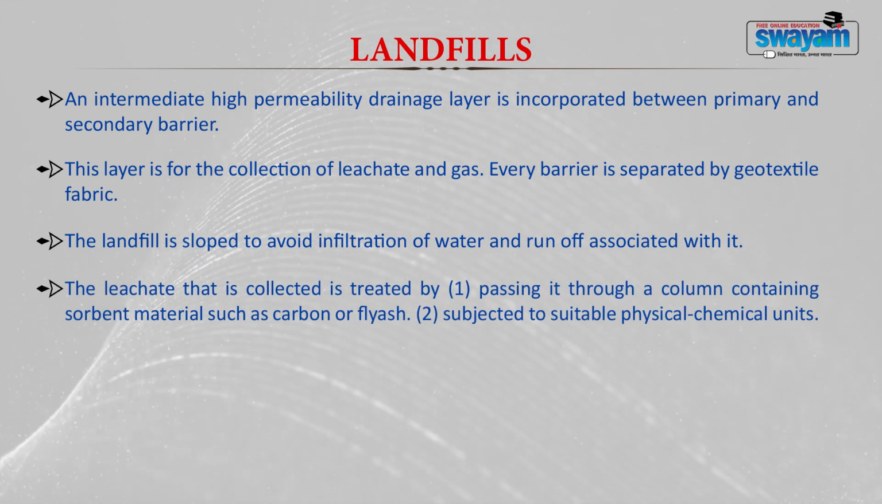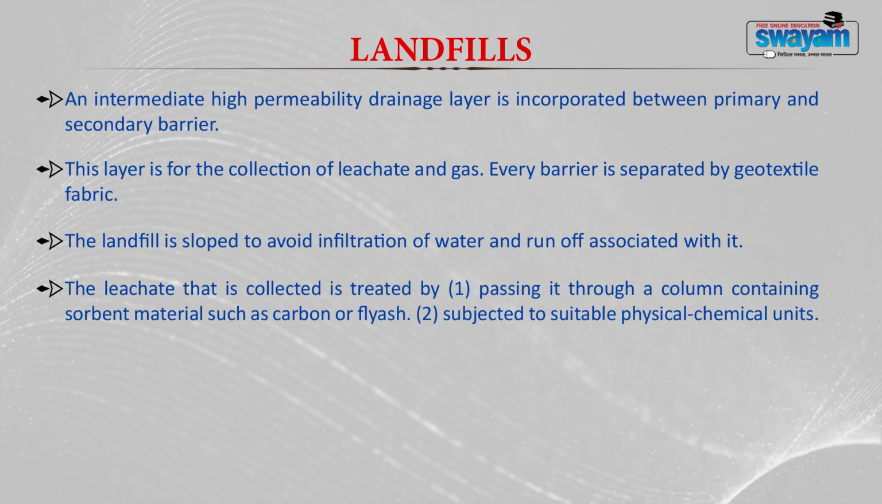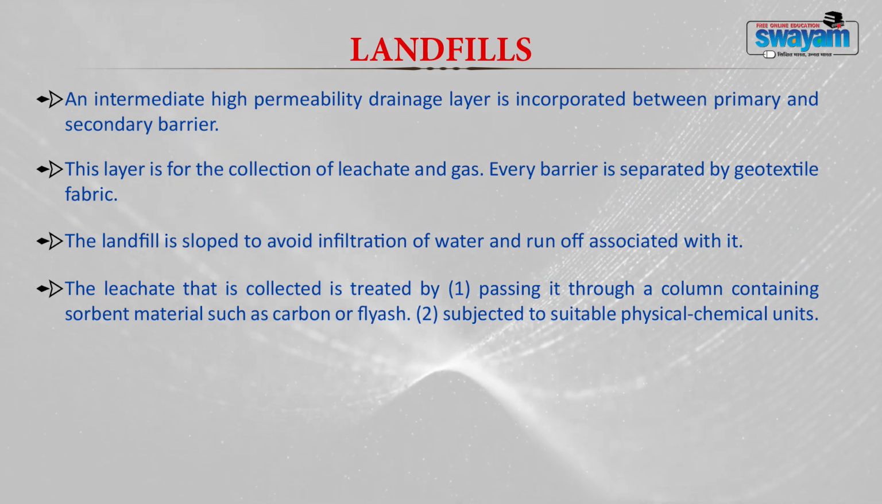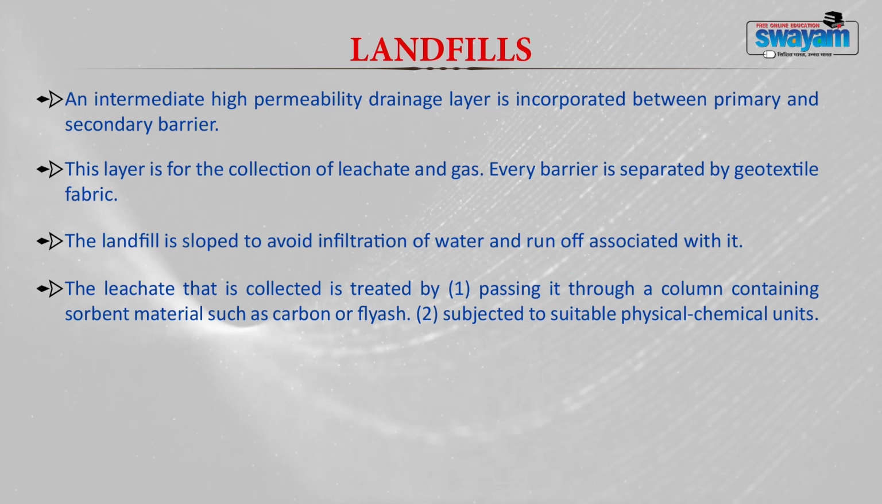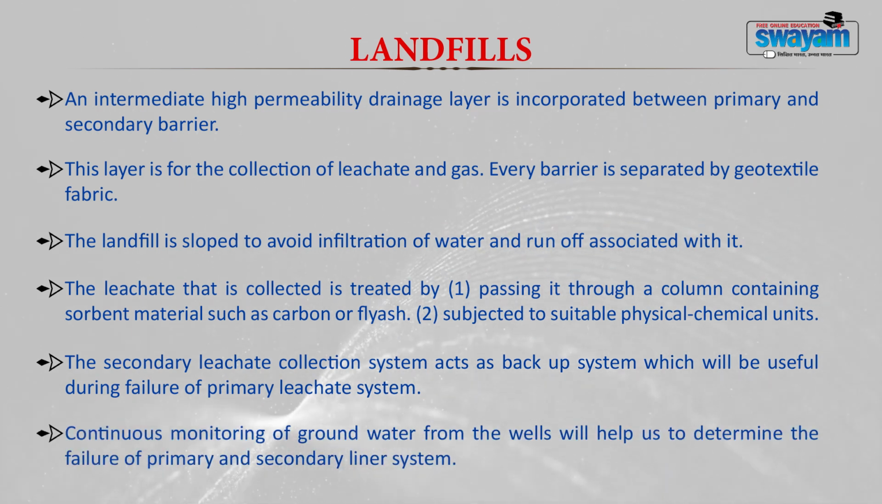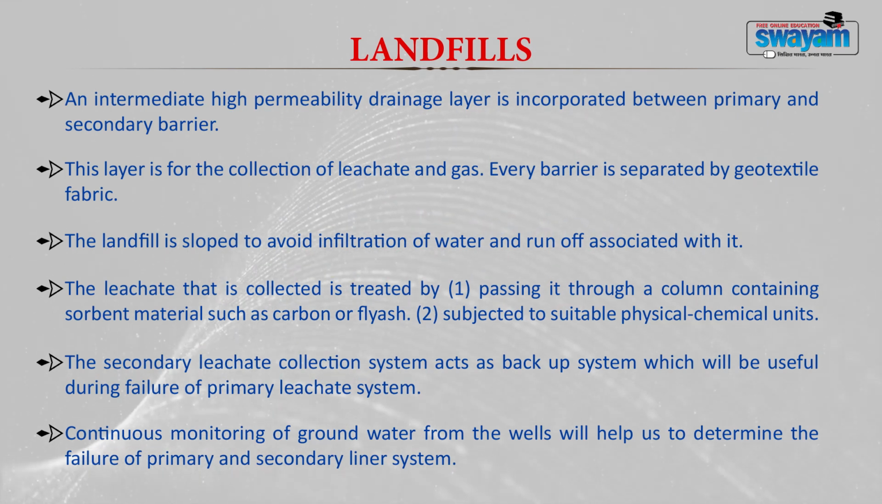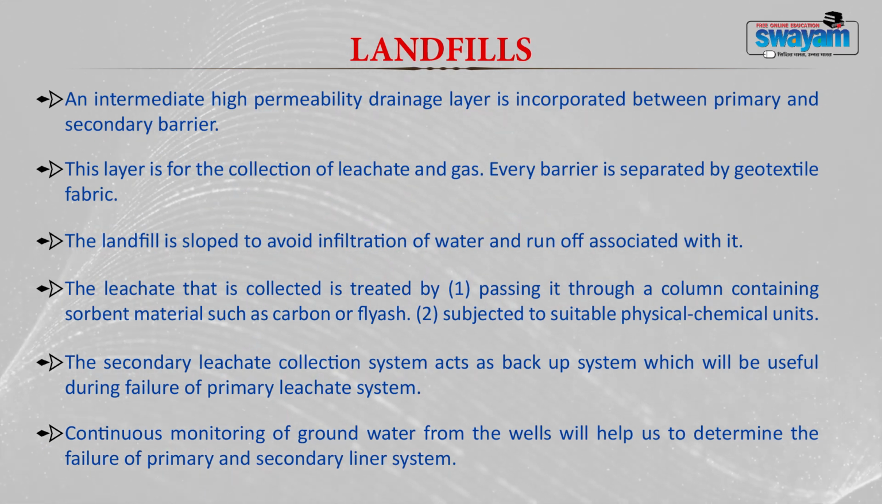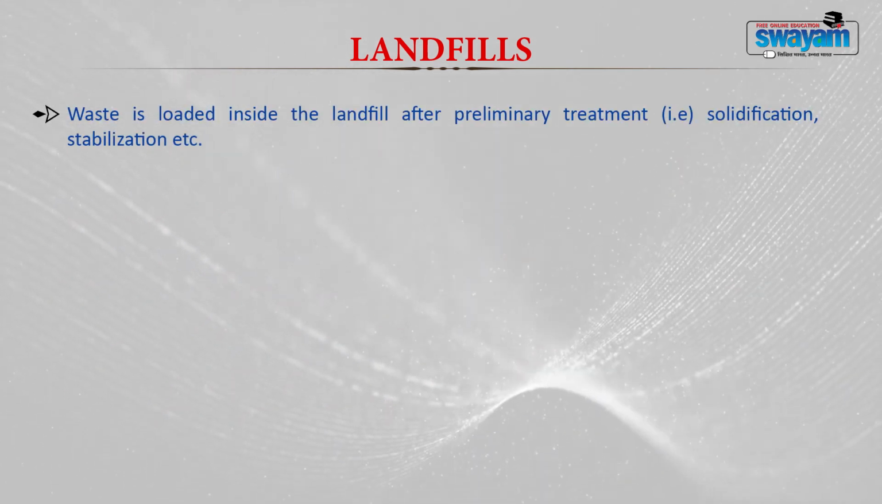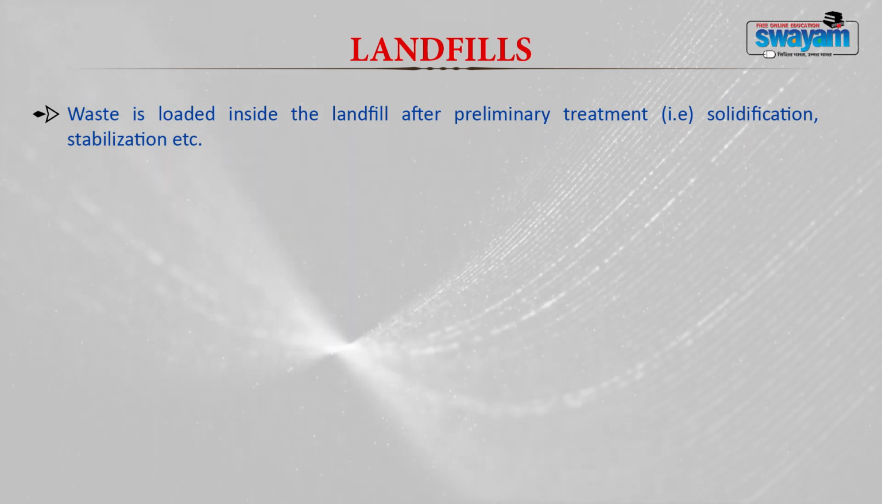The leachate that is collected will be treated either by passing it through a column containing sorbent material like your carbon or fly ash, or you can subject it to suitable physical or other chemical treatment process. The secondary leachate collection system will generally act like a backup system which will be useful during the failure of your primary leachate system. Now, the continuous monitoring of groundwater wells should be done so that it will help you to determine if there is any failure in your primary and secondary liner system. Now, waste is generally loaded inside the landfill after a preliminary treatment like your solidification, stabilization, etc.